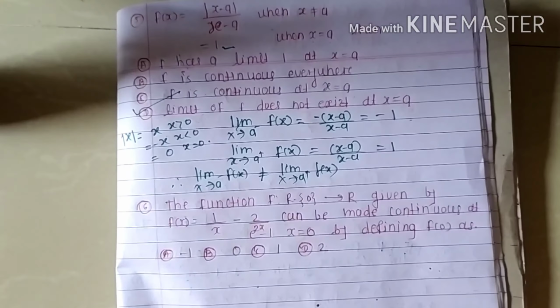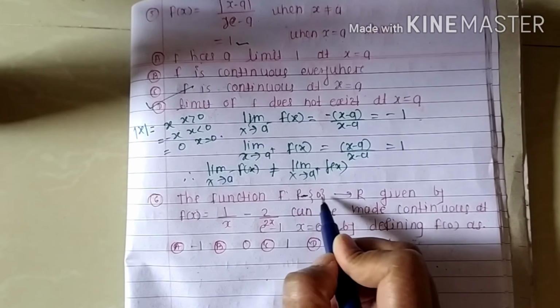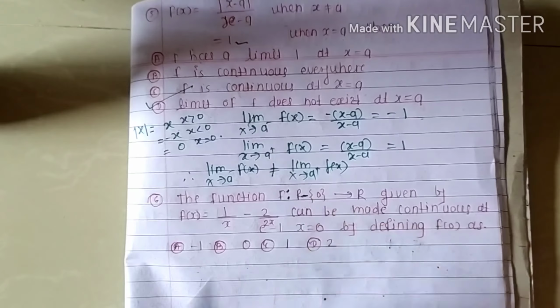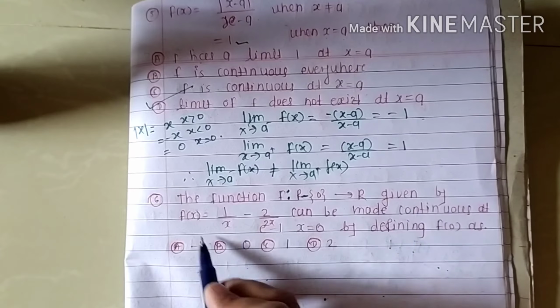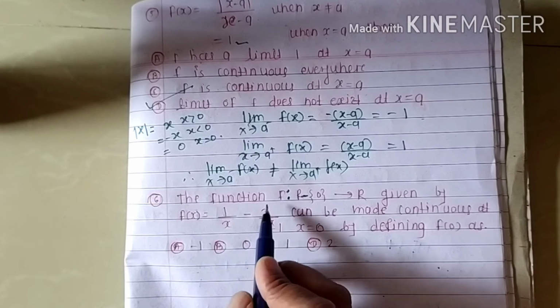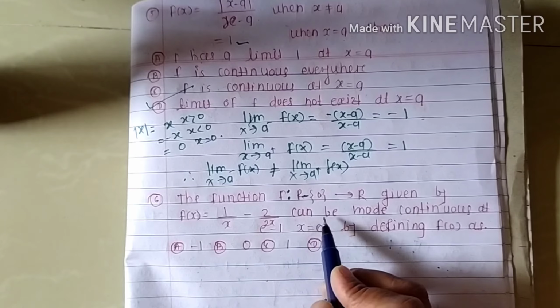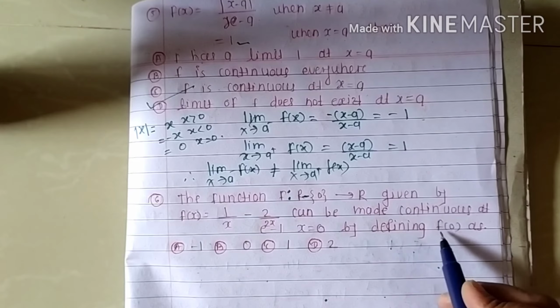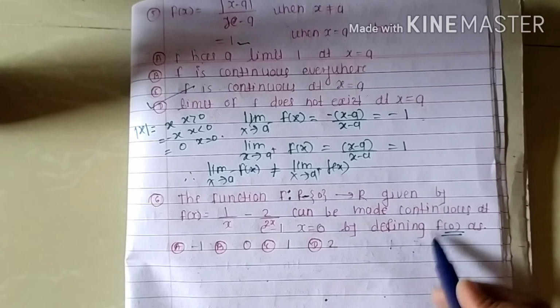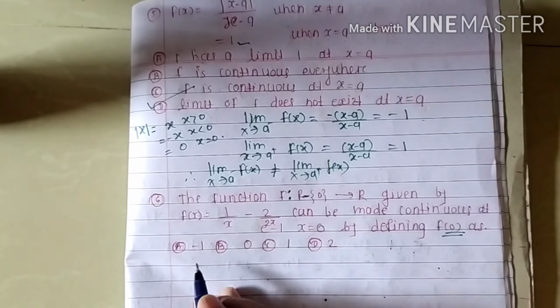The function f is defined from R minus {0} to R, given by f of x equals 1 upon x minus 2 upon (e raised to 2x minus 1). It can be made continuous at x equal to 0 by defining f of 0 as... that is, we have to find the value of f of 0.